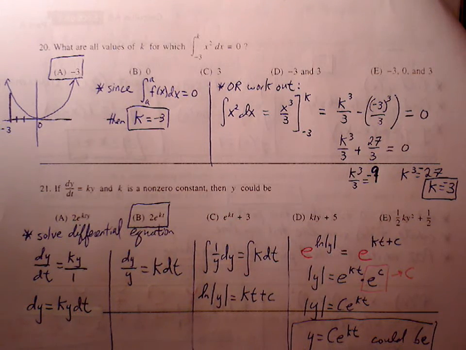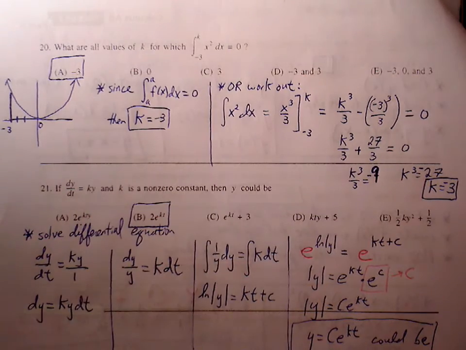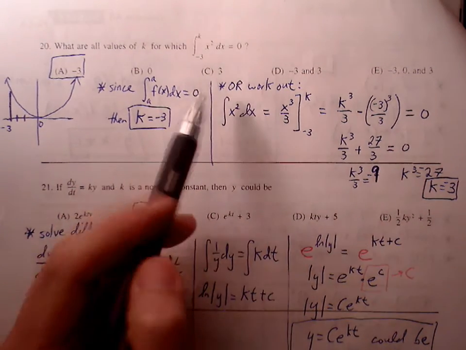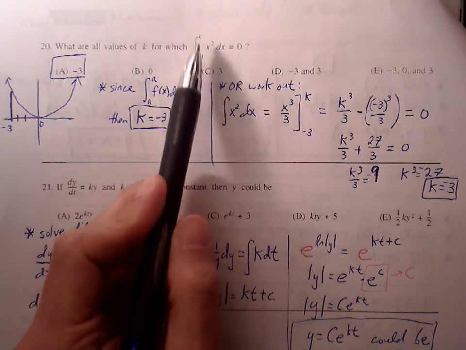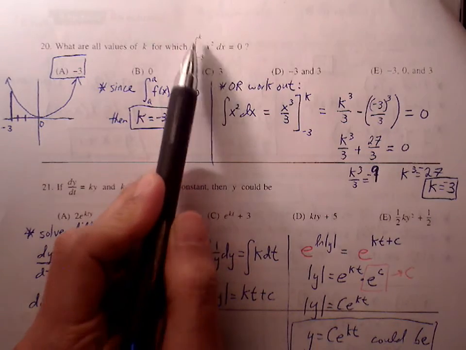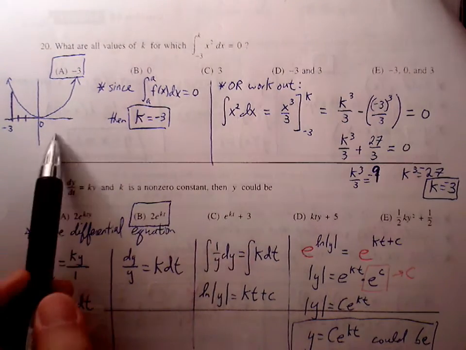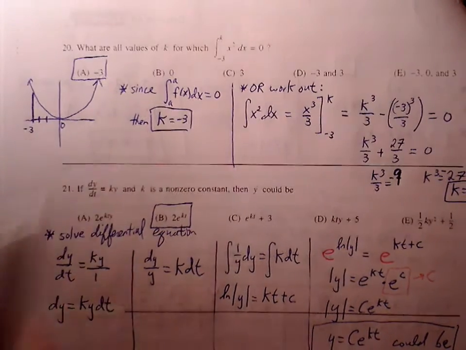Continuing with multiple choice practice test, this is number 20. What are all the values for which the definite integral from -3 to k of x squared is equal to 0? So essentially we're asking, when is the area going to be 0 from -3 to whatever the k value is? So here's x squared, which is a parabola.